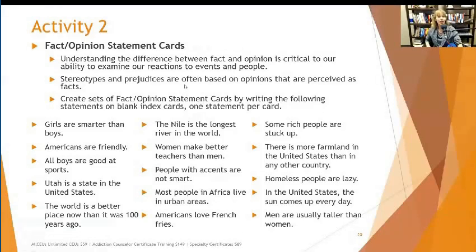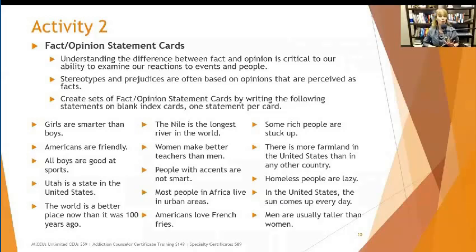Another activity we can do to help people with diversity is to understand that the difference between fact and opinion is critical to our understanding and ability to examine our reactions to events and people. You know, sometimes we take things that we assume are facts when they're just opinions. Stereotypes and prejudices are often based on opinions that are perceived as facts. So what we do in this activity is create a set of fact and opinion statement cards by writing the following statements on blank index cards. And you can choose your own statements, but these are just some examples.